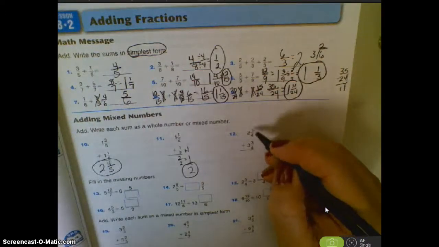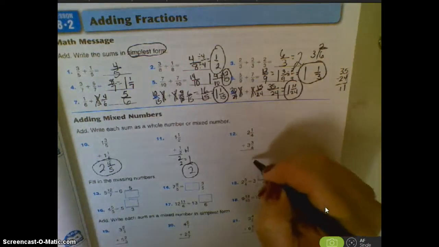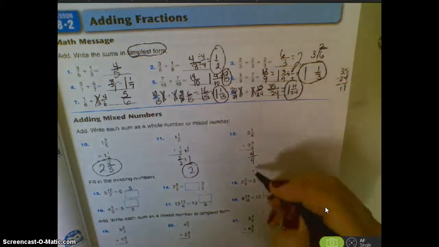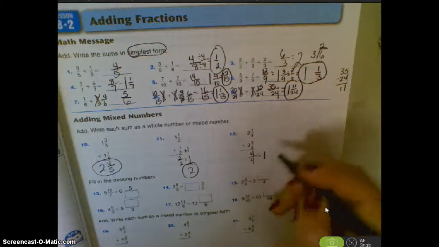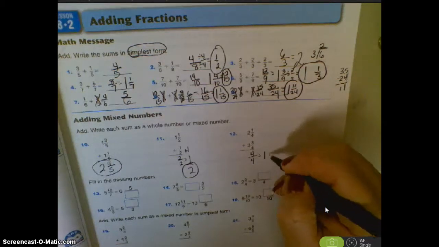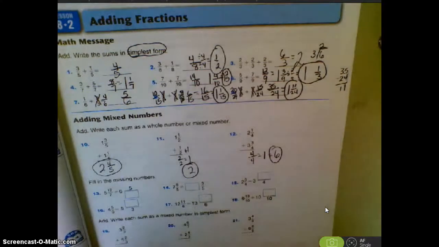We're going to add our fractions first. Keep your denominator 4. Add your numerators. 3 plus 1 is 4. 4 over 4 is the same as 1. So now when I add my whole numbers, I've got 3 plus 2 plus that 1. 3, 4, 5, 6 for a final answer.